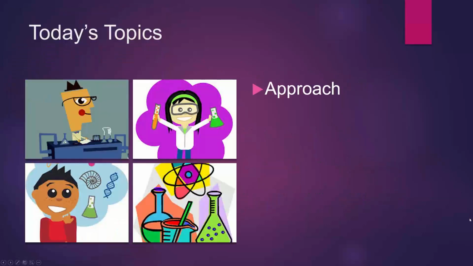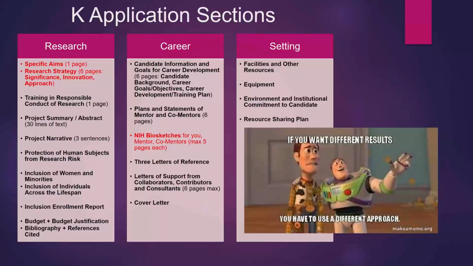So today's topics will be the approach section, that's the last section of the research strategy, and then action items, which is essentially to do your homework by writing an approach section. So let's get back to the K application section. We've covered specific aims and NIH biosketches, and we've covered significance and innovation of the research strategy. So we're just going to finish up with approach today.